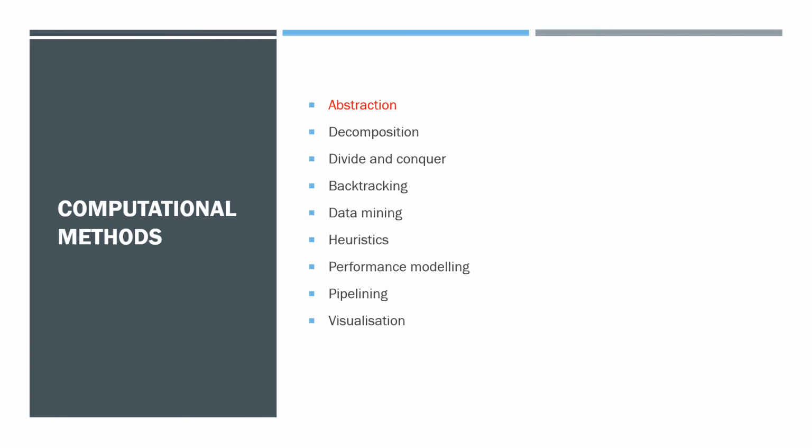Once we've decided that a problem is solvable by computational methods, there are a lot of different methods that we can use. And I'm not going to go through those now, but that's a sneak preview of some of the computational methods that we'll be looking at in the weeks ahead. Abstraction I've highlighted because we've actually already done that one.